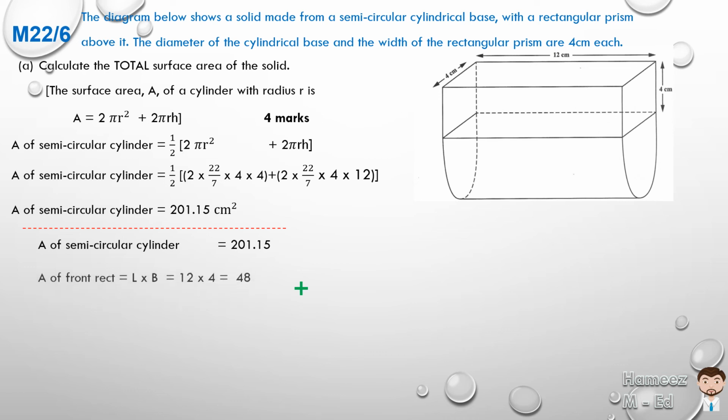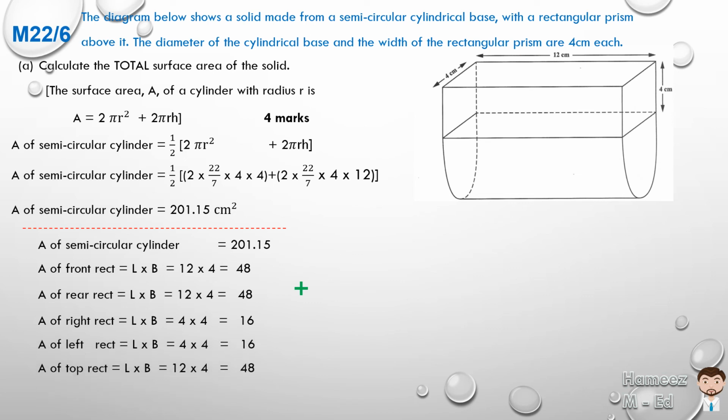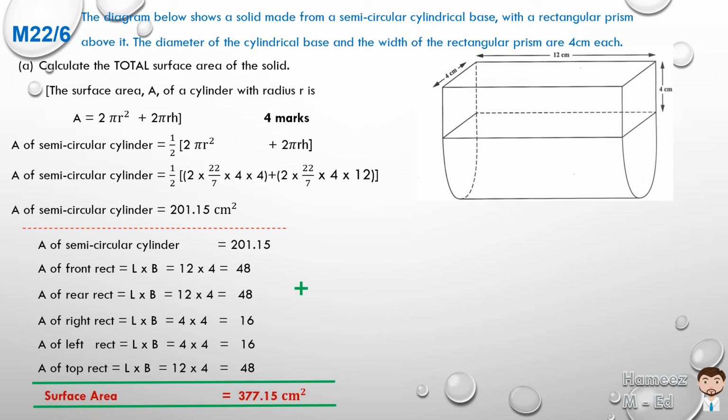The area of the front rectangle that we're seeing there is length by breadth, which is 12 by 4, which is 48. Area of the rear rectangle, the one at the back, will be the same thing, 48. The area of the rectangle on the right hand side will be length by breadth, 4 by 4, which is 16. Area on the left will be the same thing, 16. And area of the top rectangle, which is length by breadth, will be 12 by 4, which is 48. So if we add up all 6 of them, that will give us our surface area, which works out to be 377.15 centimeters squared.